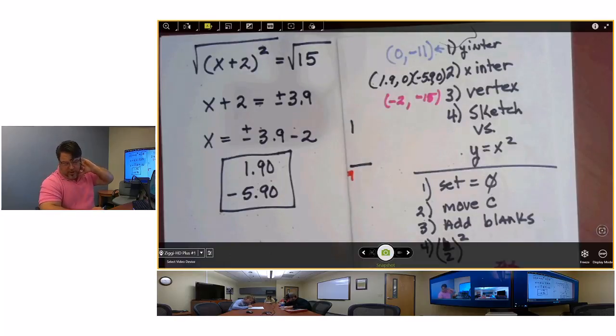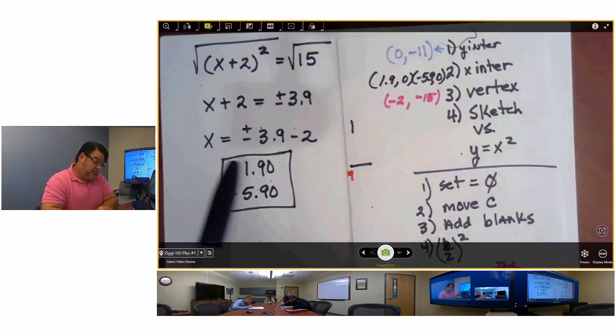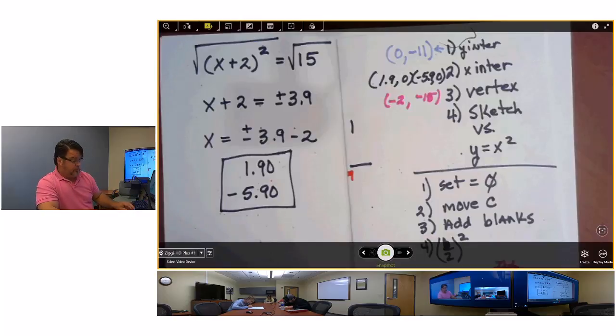Now y'all correct me if I'm wrong. What's the square root of 15? Just make sure. What's the square root of 15? A little less than 3.9.